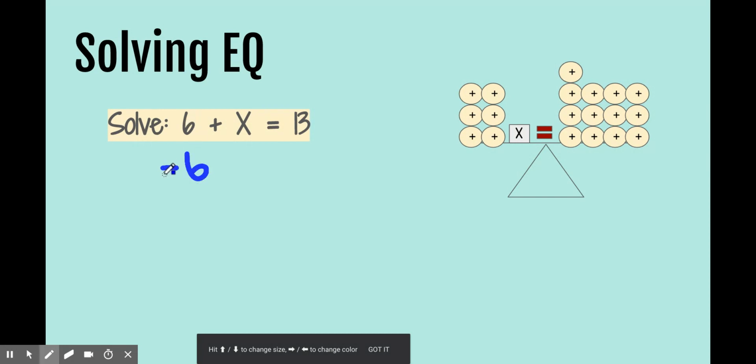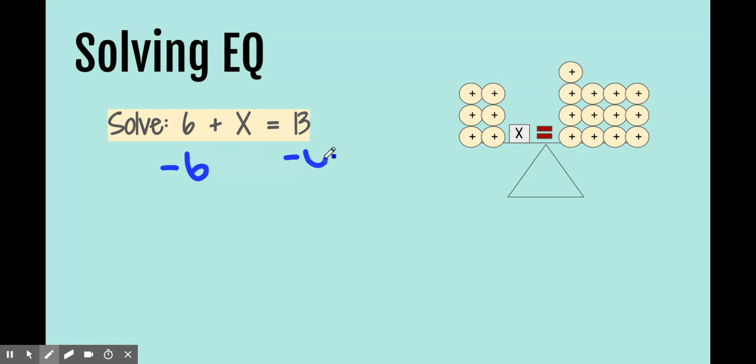Whatever I do to one side, I must do to the other side. So if you want to draw a line down the middle so you know that you're keeping it consistent across each little side of the equation, definitely do that. So 6 minus 6 is 0. That cancels out. And you have the variable left by itself, x equals, and 13 minus 6 is 7. So basically, if you added 6 negatives over here, it would cancel all of these out over here.